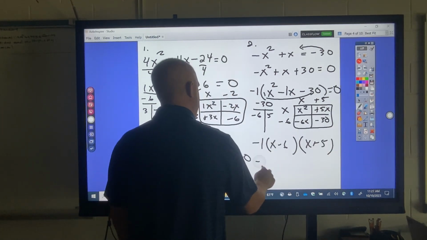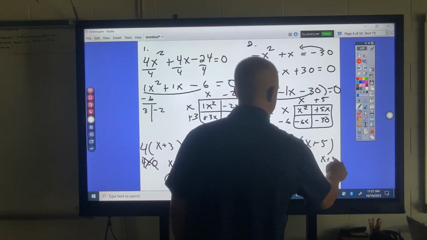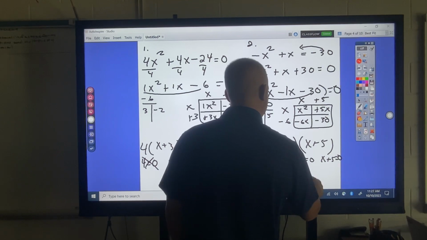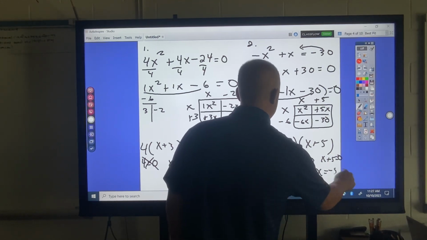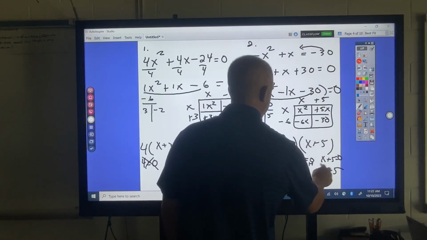If I go to solve that, negative 1 equals 0. X minus 6 equals 0. X plus 5 equals 0. This one you can't solve. This one would be x equals 6. This would be x equals negative 5. That would be from adding 6 on both sides and subtracting 5.